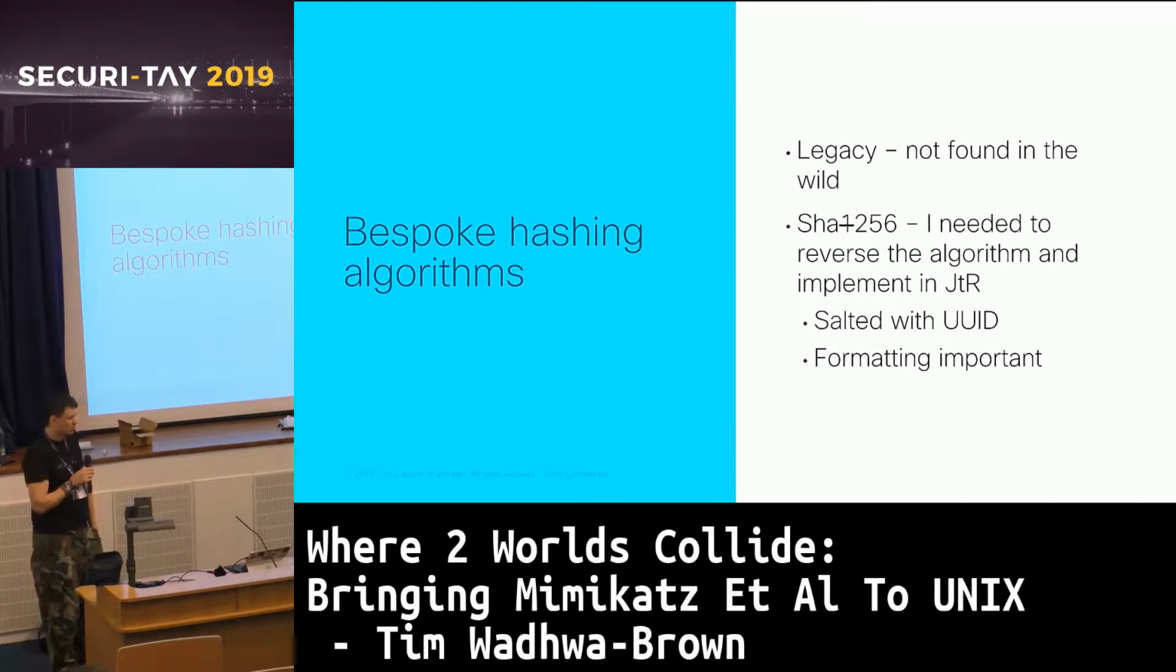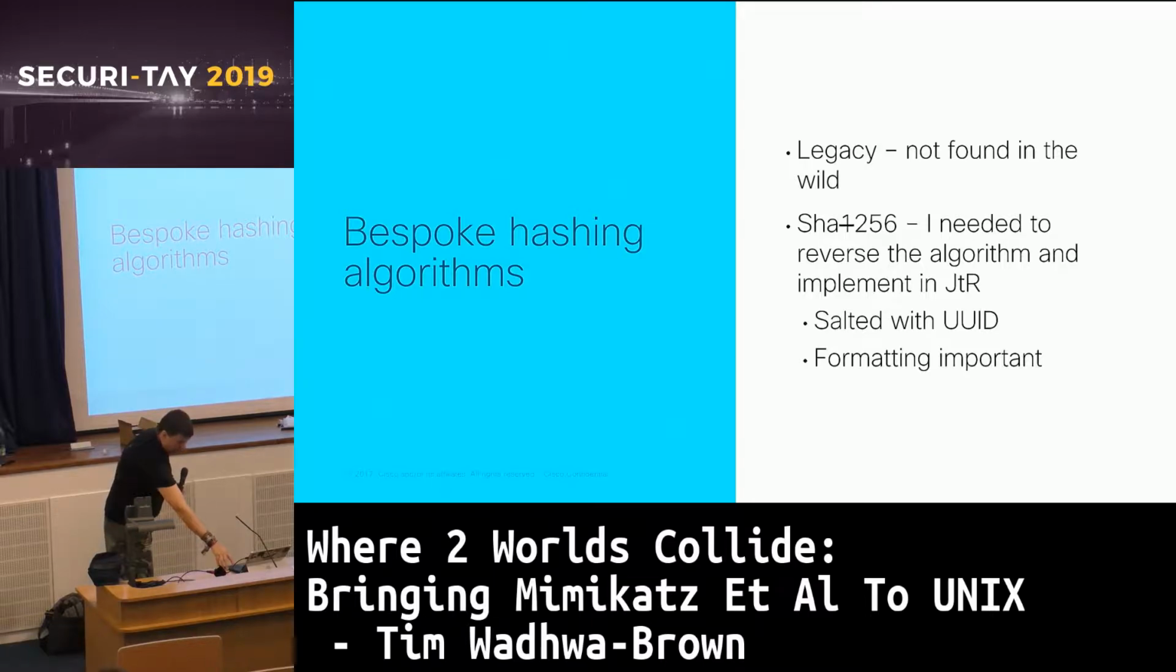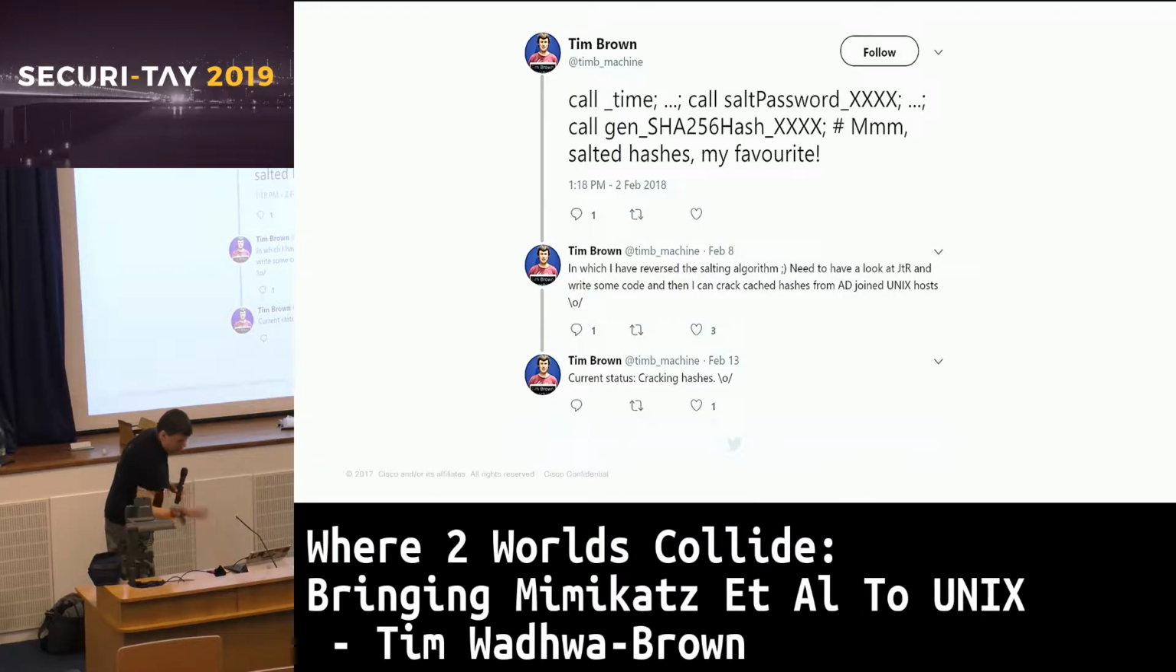hashing algorithms look like. The legacy one, I never found it in the wild, so I haven't done a huge amount of it. But SHA-256 or SHA-1, depends whether you believe the name of the table or whether you believe the implementation. It is SHA-256. It's possible to reverse that relatively easily, and in fact we've done that. We've made the code available to do that, both the John the Ripper stuff, but also the stuff to do the extraction. And in terms of timelines, it didn't take a huge amount of time, pretty much a day.